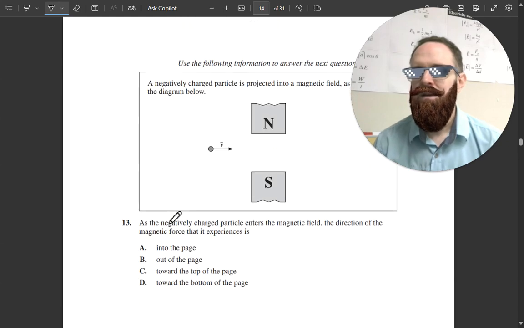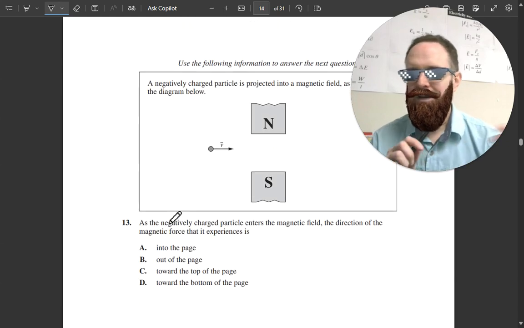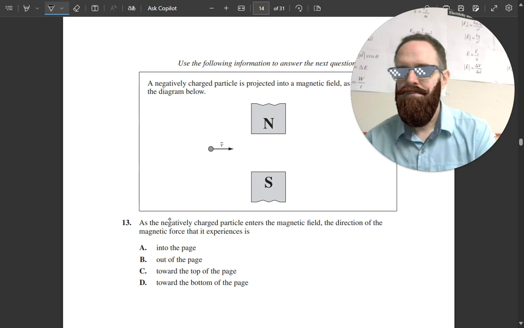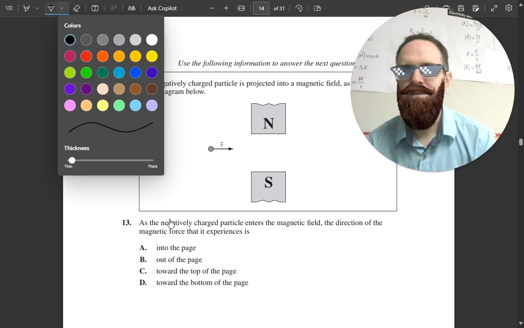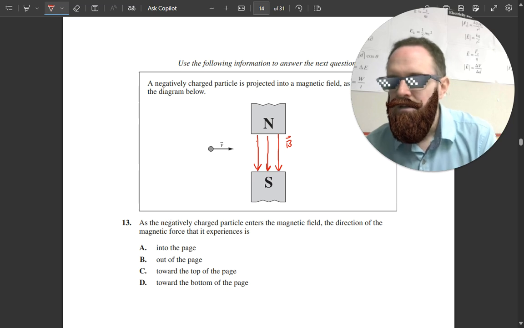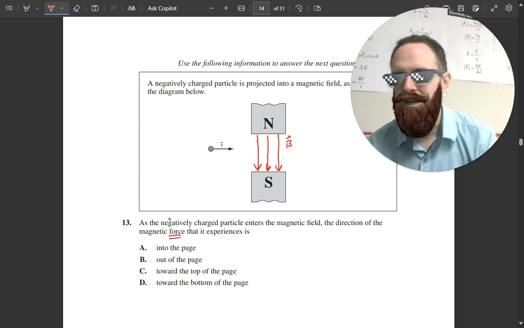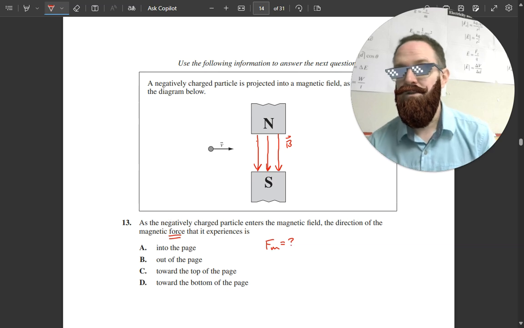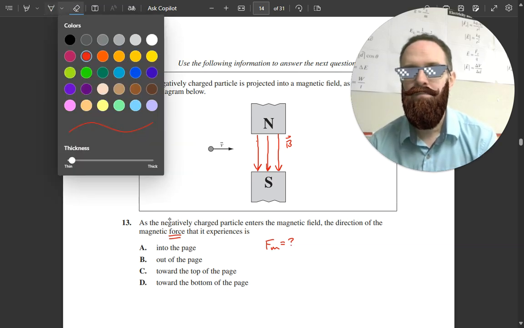What a waste. Okay, so we got a negative charge particle traveling into this magnetic field here. So now the magnetic field, if I were to draw that in there, it's going from north to south, just like what we did up there. So we want to determine the direction of the force acting on it, so Fm. Again, we're going to use a left-hand rule.